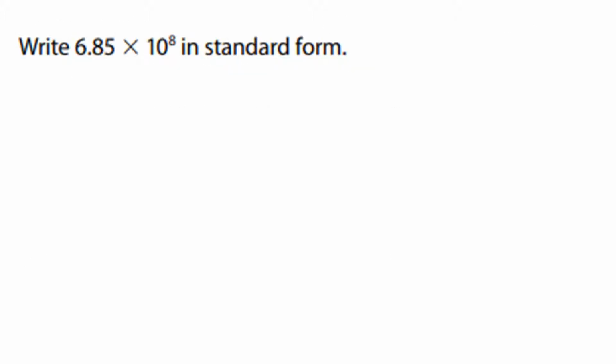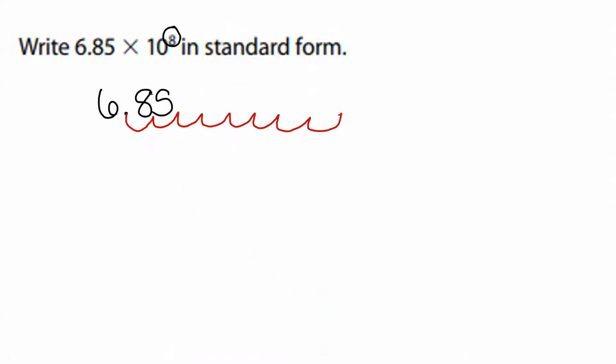So we're going to write 6.85 times 10 to the 8th in standard form. So I'm going to take the decimal, 6.85, and we're going to move it 8 times. So I take my decimal and I go 1, 2, 3, 4, 5, 6, 7, 8. So the decimal point is now way back here. And this is what I was saying. All of these blank spots at the end, we're going to fill them in with zeros.